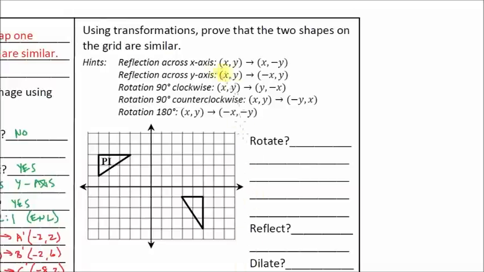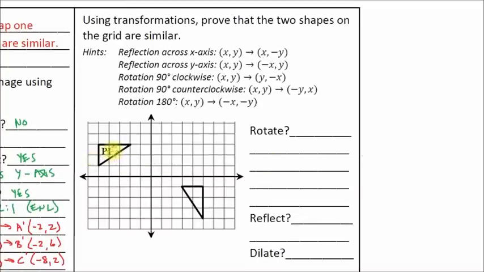Alright, using transformations, prove that the 2 shapes on the grid are similar. Now I can tell you right now, it's pretty simple to figure out whether they are similar or not. In fact, I can tell you these 2 triangles are congruent. If they're congruent, they must be similar, because all congruent shapes are also similar. They just have a scale factor of 1.